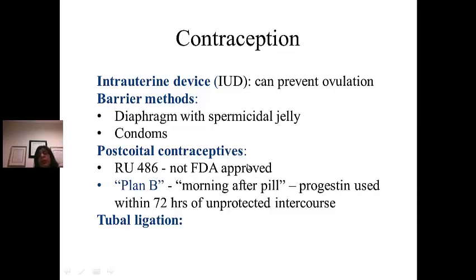Postcoital contraceptives. So here, having sex and then perhaps pregnancy would occur, knowing that it was unprotected sex. RU486 is one of those, and Plan B is the morning after pill, that is progestin used within 72 hours of unprotected intercourse. Tubal ligation is where the fallopian tube is ligated and the two ends are tied so that there is no oocyte for the sperm to meet and no fertilization.